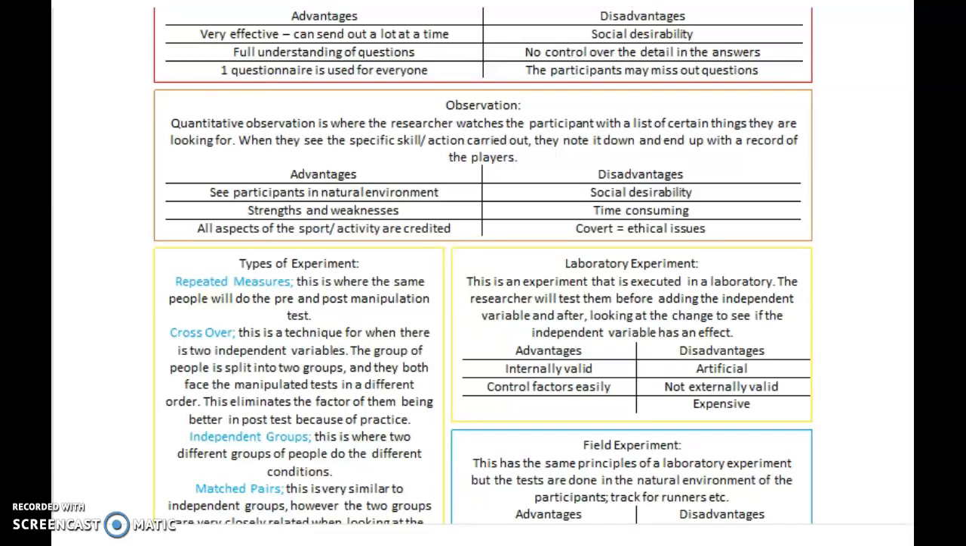Okay, so I think I was at observation, so quantitative observation, is where the researcher will go over a list of certain things they're looking for. So if they're looking at skill based at a football match, it will be number of successful passes, number of successful tackles, number of successful crosses, number of successful dribbles, shots on target, goals. So the advantages of this is to see them in the natural environment.